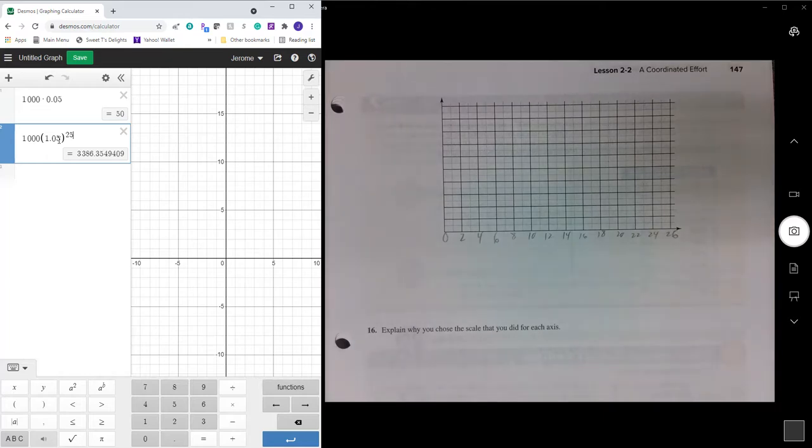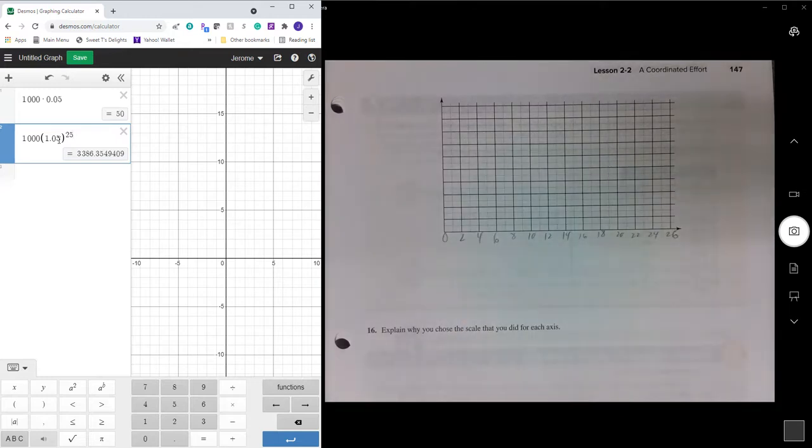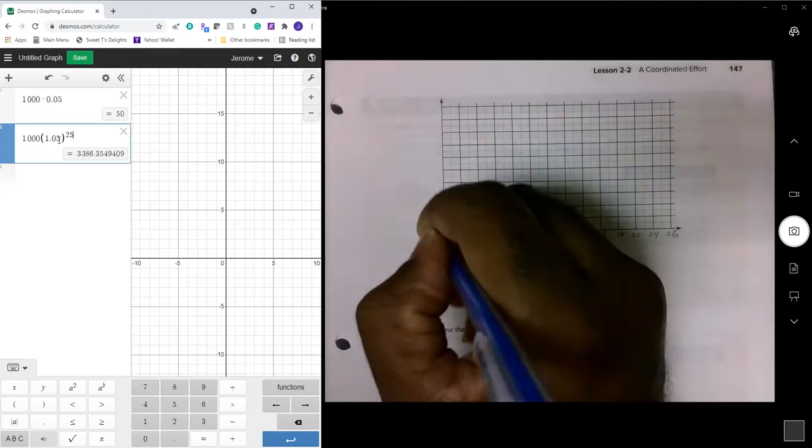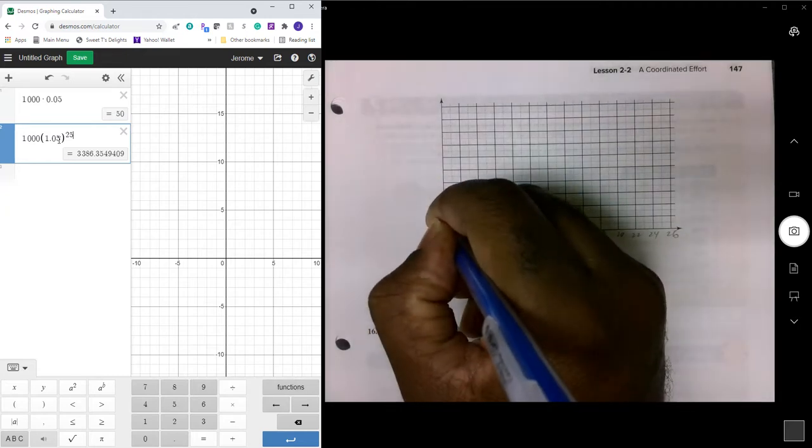So we covered all of the years here. We got to 26. Now on the y-axis here, we want to talk about what's in the account. If you look here, our account starts off at $1,000 and it grows all the way up to, at most, almost $3,400. So here we can go by 400s.